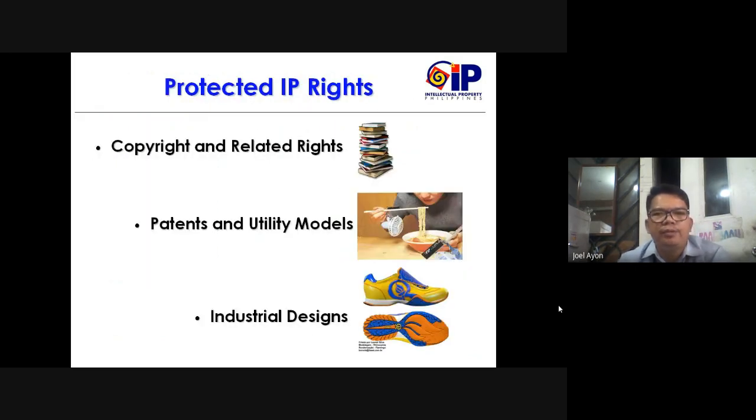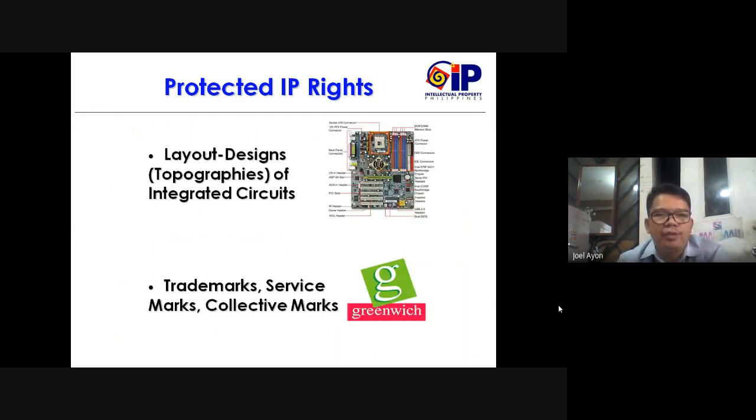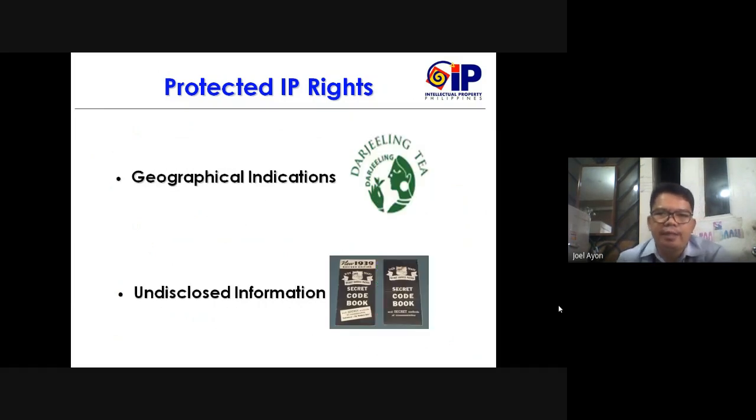So, what are those protected IP rights under the IP code? First, we have copyright and related rights, patents and utility models, industrial designs, layout designs or topographies of integrated circuits, trademarks, service marks, collective marks, geographical indications, and undisclosed information, or also known as the trade secret.